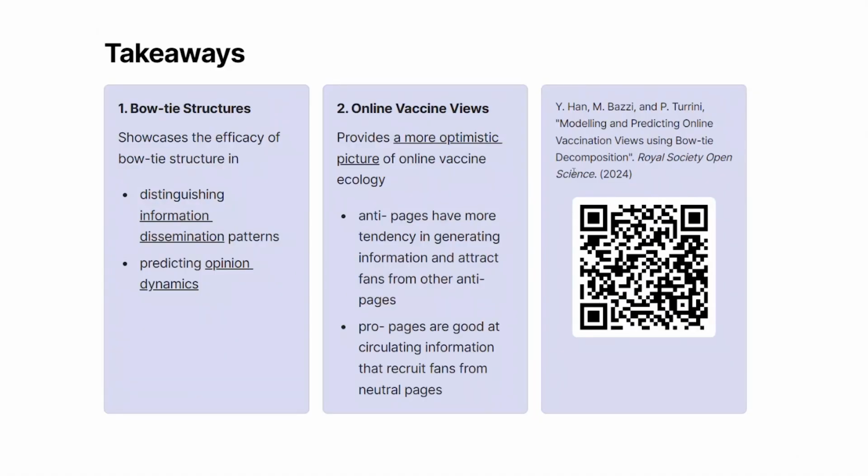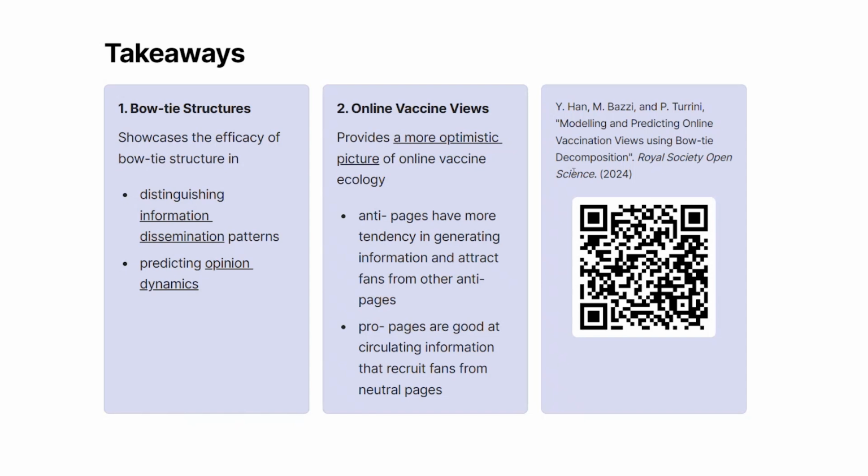And finally, there are some takeaways. For this paper, we analyze through two aspects: one is the bow tie structure, and the other is the online vaccination views, so that we can have different information from each perspective. In terms of bow tie structure, we showcase that it is helpful in distinguishing information dissemination patterns across different vaccination groups, and it also helps predict the opinion dynamics inside the entire online vaccination networks.